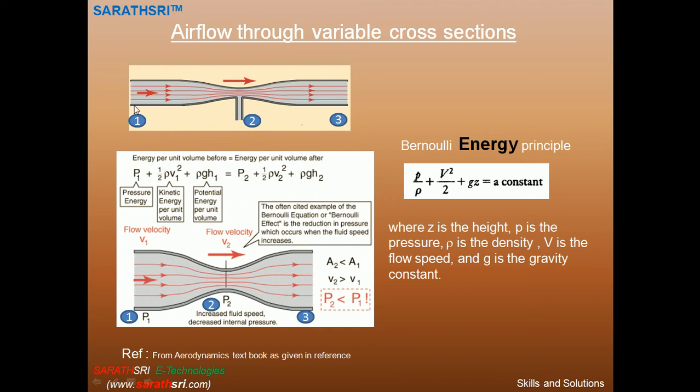The energy at each section consists of pressure energy, velocity energy, and potential energy. So the total energy is constant. As the flow approaches in this direction, the pressure energy decreases and velocity goes up. The same principle we will see in the present scenario.